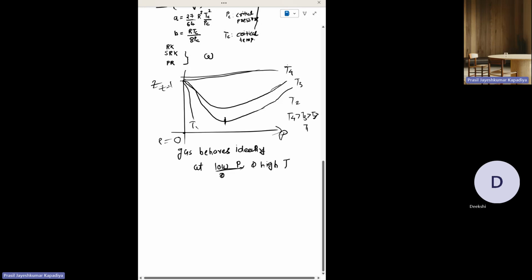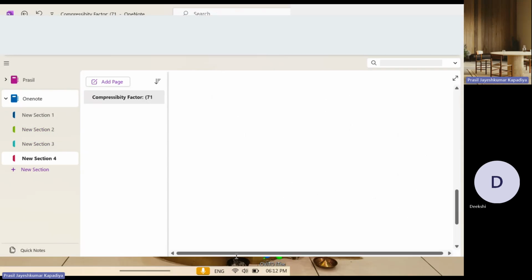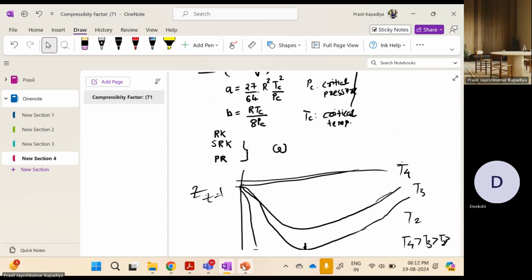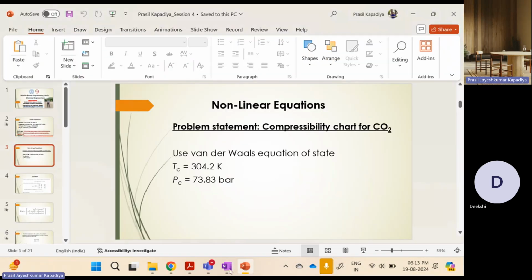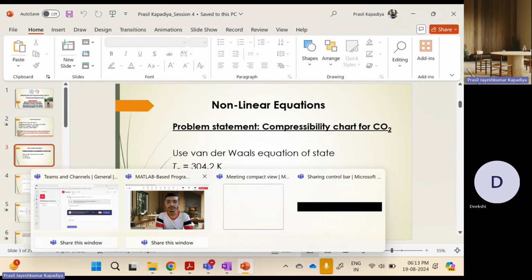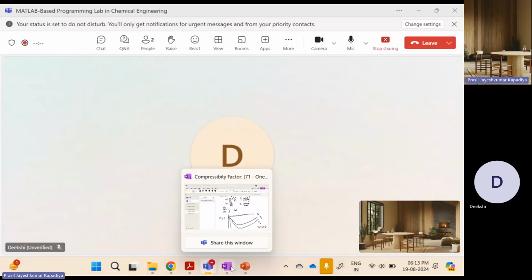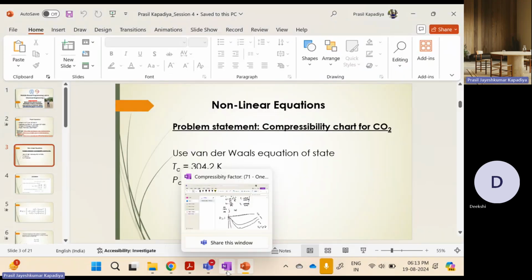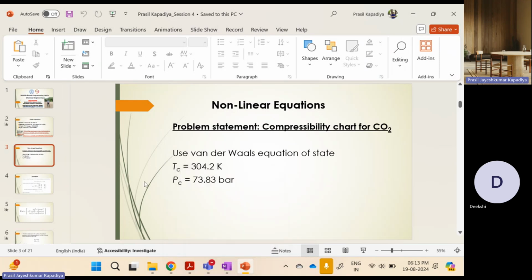So this is all about the theory of ideal gas and compressibility factor. Now let's move ahead with the problem statement. Now it is clear how we can calculate the compressibility factor.